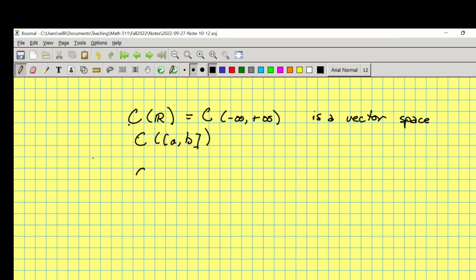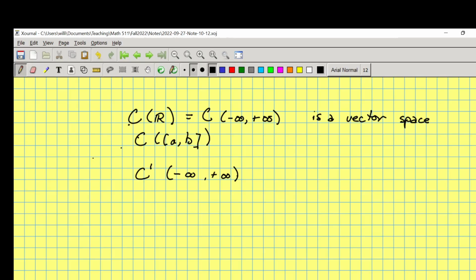We can also talk about differentiable functions. When I put a 1 up here, I mean the function is differentiable and that derivative is a continuous function. After all, isn't the sum of two differentiable functions differentiable? And isn't a scalar multiple of a differentiable function differentiable? Okay, so we have the vector space of all continuously differentiable functions on the real line.